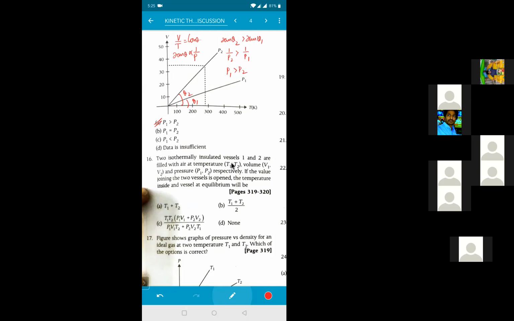The 16th one: two isothermally insulated vessels, 1 and 2, are being filled with air at temperatures T1 and T2. See, you don't need to do more than this; this type of model is better. Do these assignments only twice or thrice, but just increase the speed. Don't try to go for very big calculation-type equations, and don't waste your time behind this chapter.